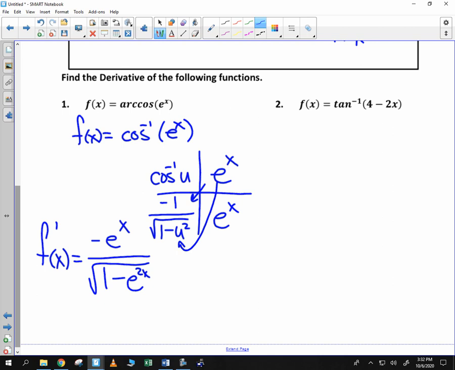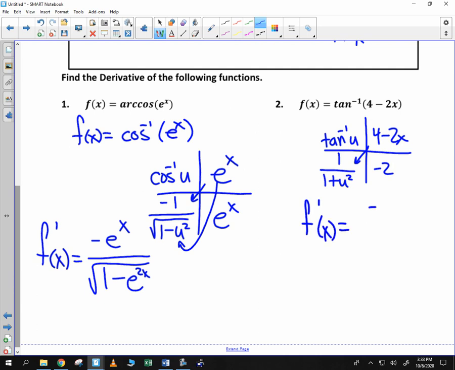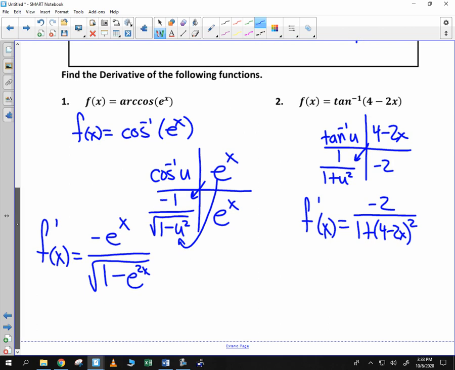Look at the next one, tangent inverse, or arctangent. We have arctangent of u, and u is 4 minus 2x. The derivative of 4 minus 2x is -2. The derivative of arctangent of u is 1 over 1 plus u squared. When I multiply these together, I get -2 on top, and on the bottom 1 plus the quantity 4 minus 2x squared. You don't need to multiply that out. That's it.